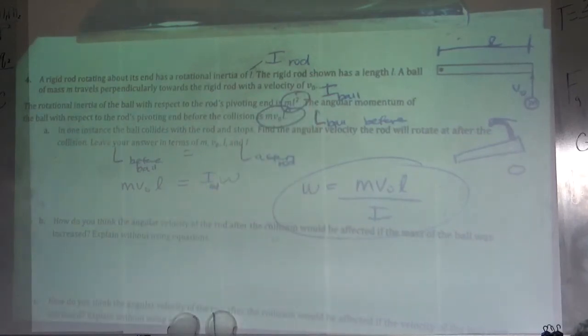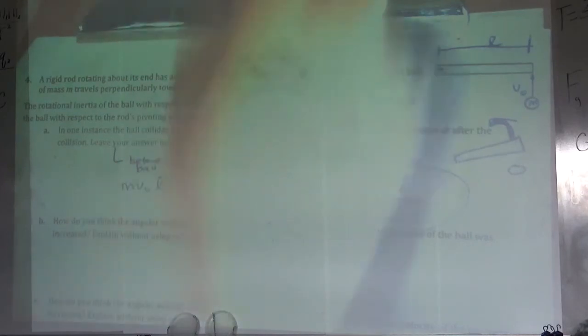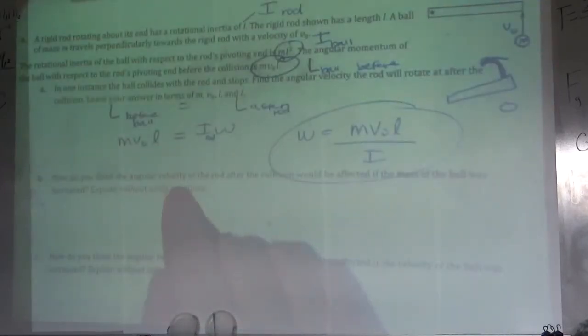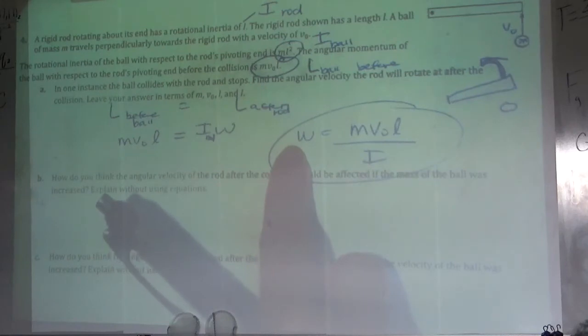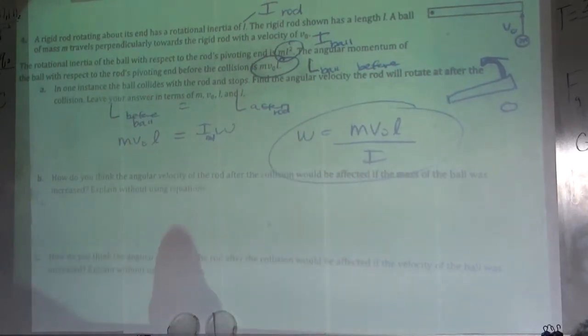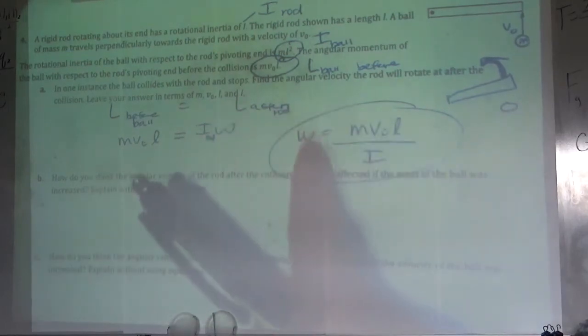How do you think the angular velocity of the rod after the collision would be affected if the mass of the ball was increased? And I want you to explain without using equations. Now, when it says explain without using equations, that doesn't mean don't think about equations, because you can absolutely look at this and say, oh, a bigger mass will give a bigger omega. It just means you're not going to get points for that explanation. So use that to check and make sure you have the right relationship. And then now we're going to explain without using this equation.